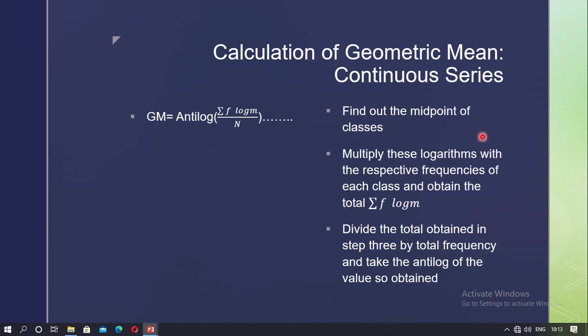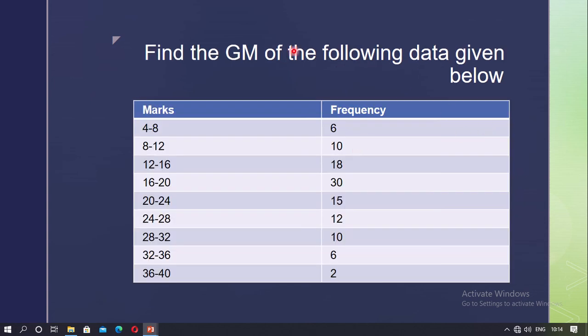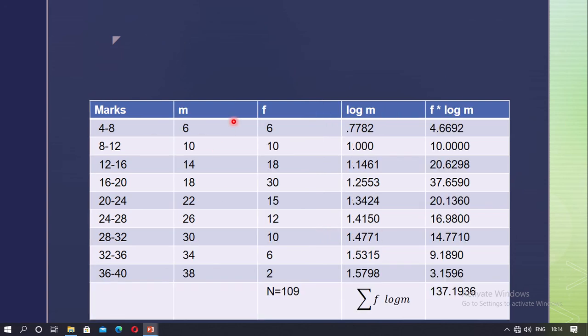Okay, now we'll move on to the continuous series. In a continuous series, we will be provided with classes, so you will have to find your m, then take the log of the midpoint and multiply it with the corresponding frequencies. Find the sum divided by capital N, and then take the antilog. Now an example is given over here. The marks and the corresponding frequencies are given. So first you have to find the midpoint.